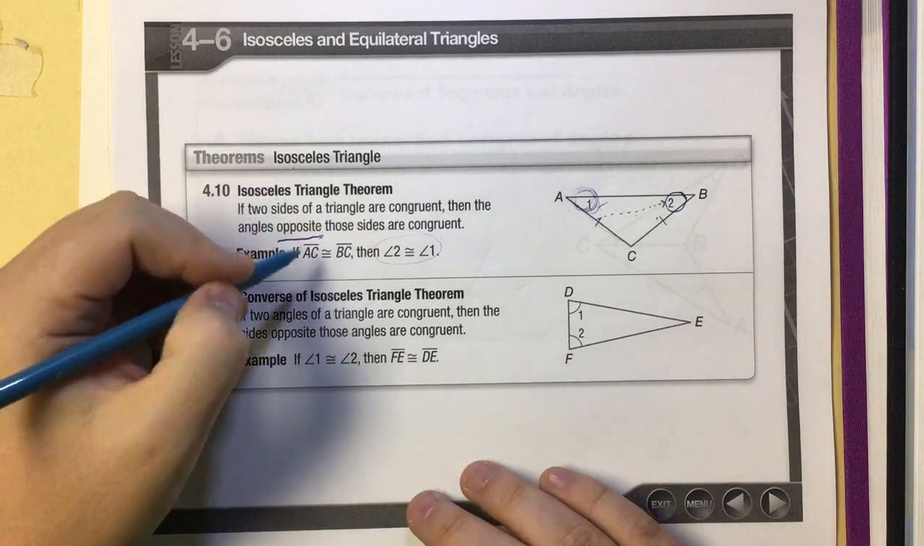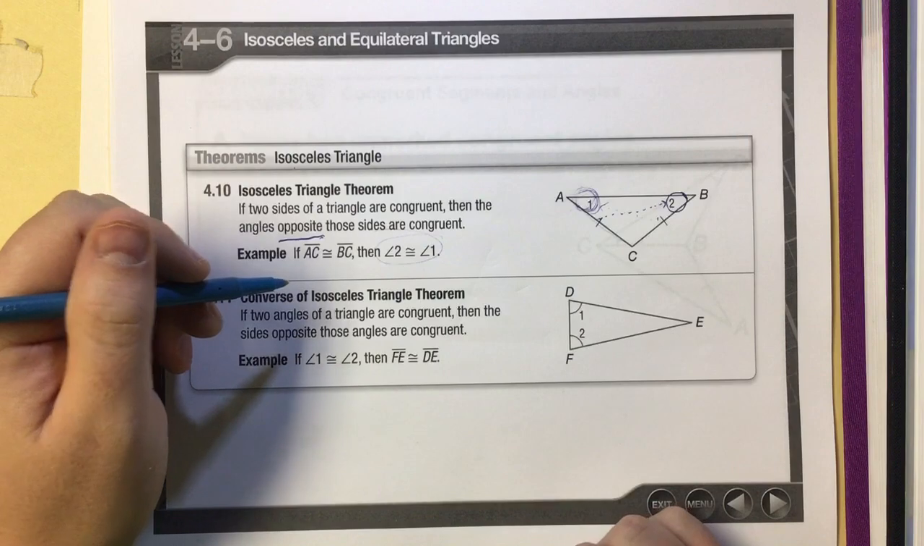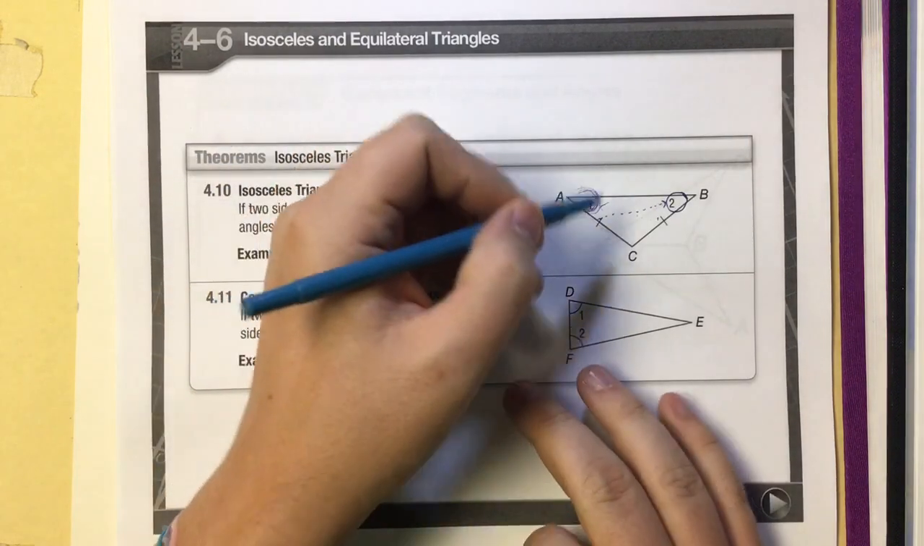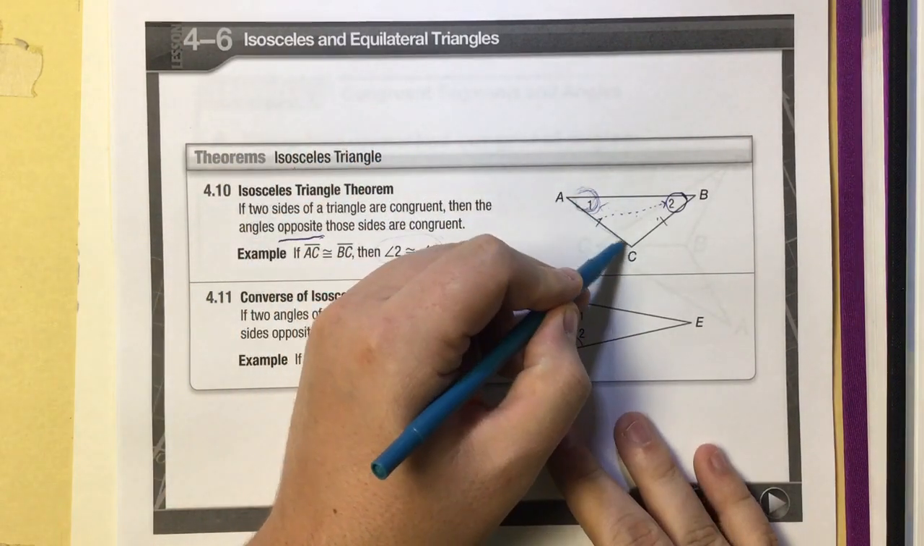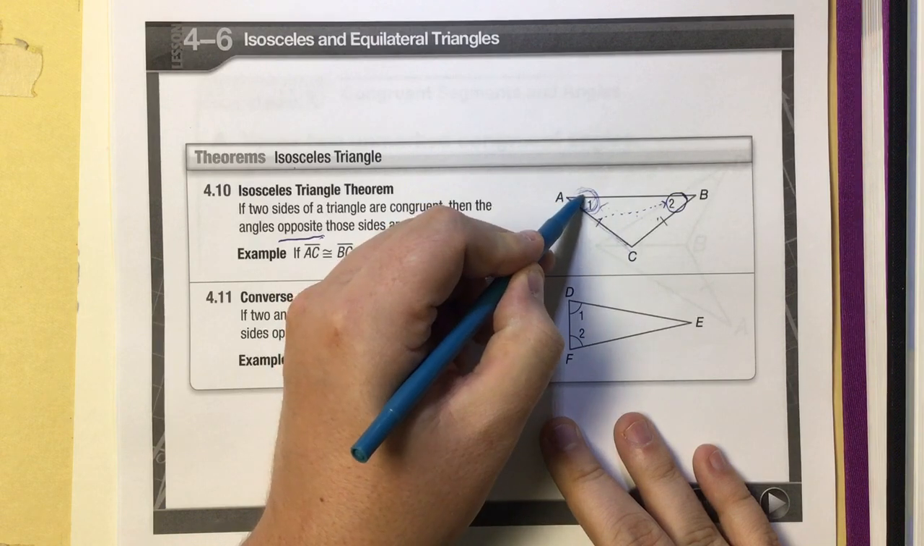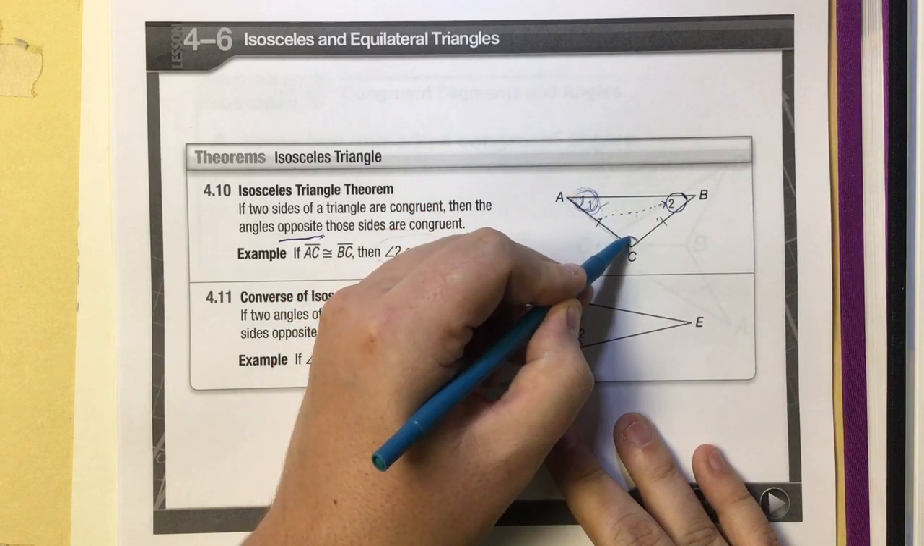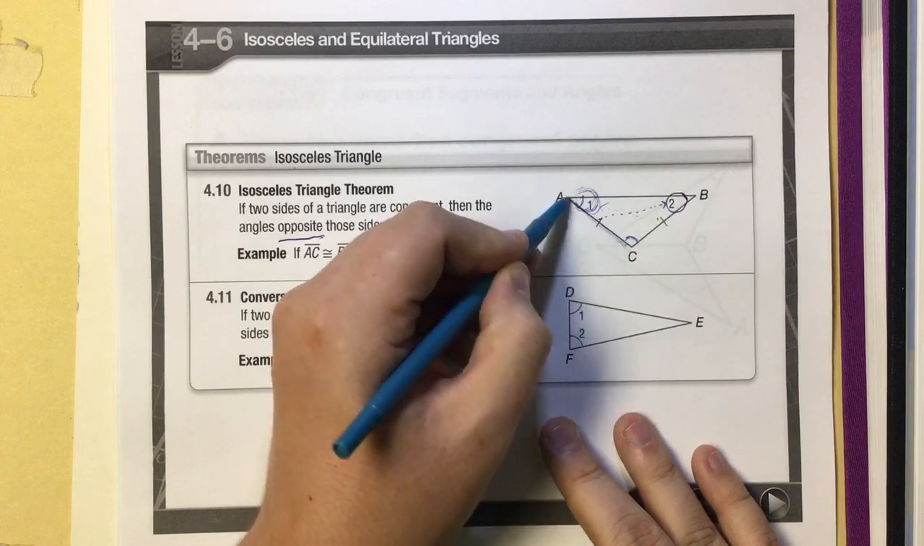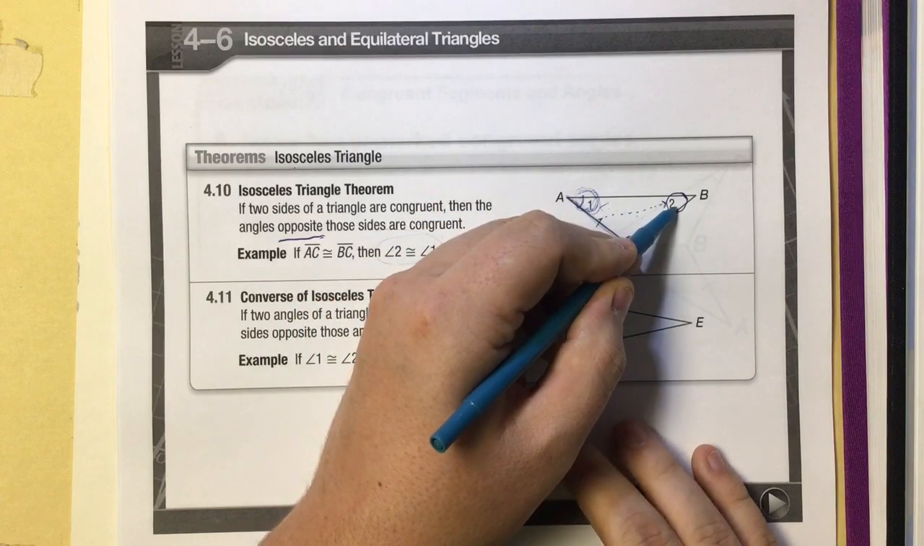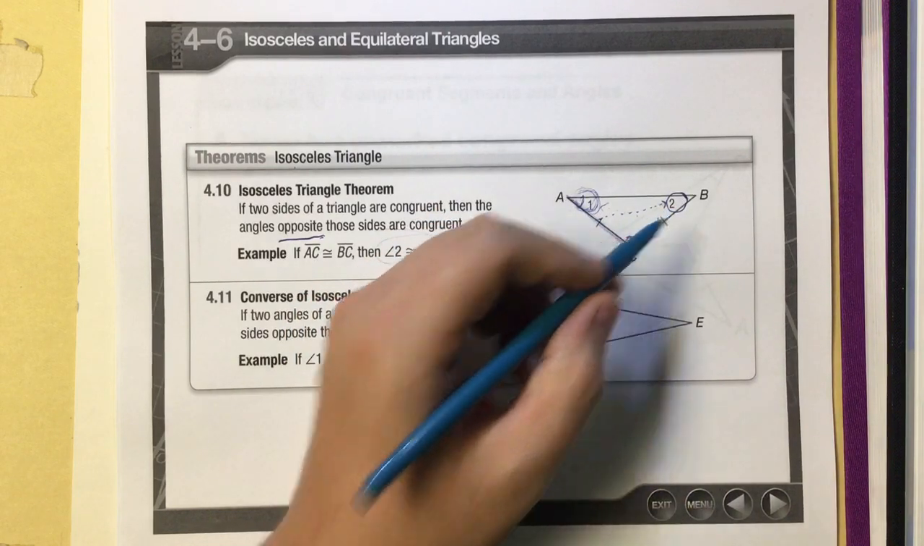Another way to find those opposite angles is they are the only angle that does not touch that side. So here's side AC, angle 1 touches it over here, angle C touches it here. The only angle that does not touch side AC is angle 2. So that is the opposite angle.